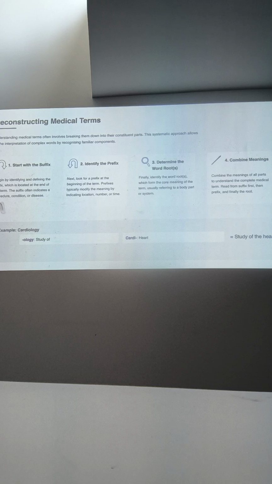Then you identify the prefix next, which is at the beginning of the term, and that indicates location, number, or time. And then you determine the root word, the word that makes up the whole thing, and that usually is a body part or a system. So in the case of cardiology, cardi is the root word, and that means the heart. And then you combine the meanings together. So we have ology, the suffix, study of. Then you have cardi, heart. Study of the heart.